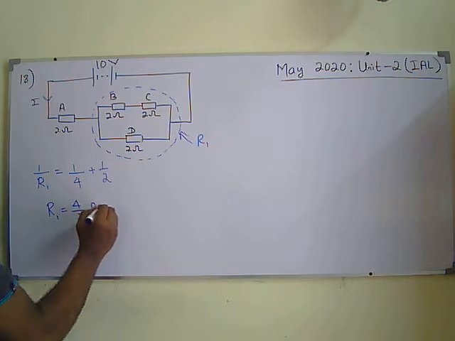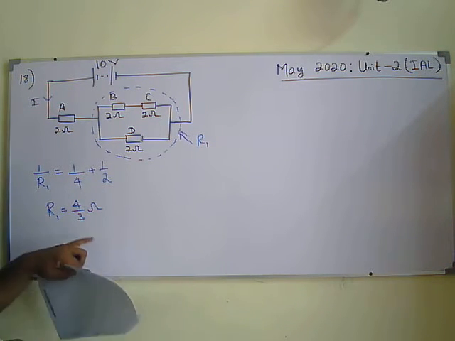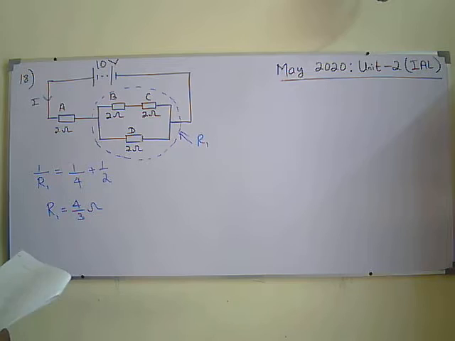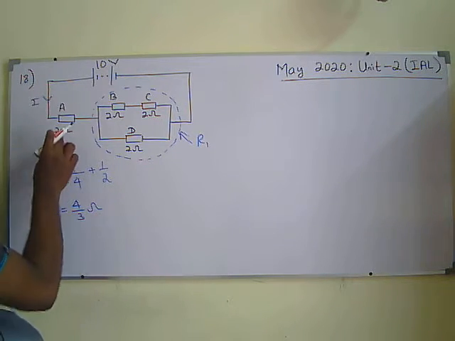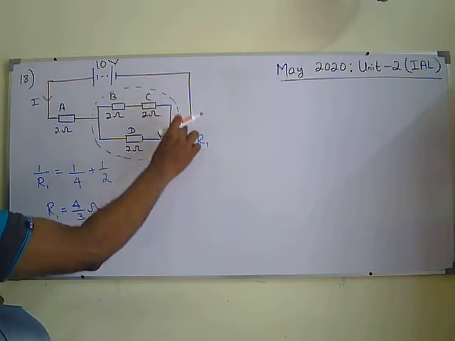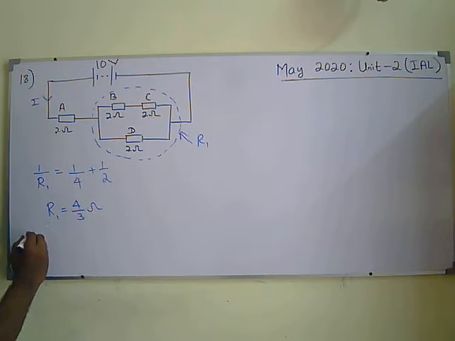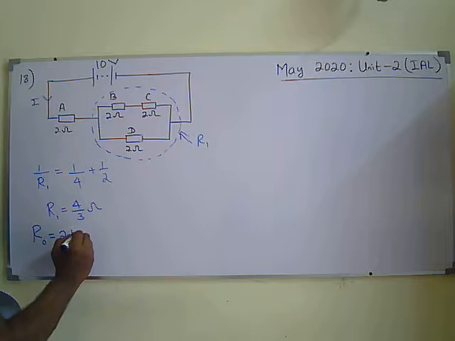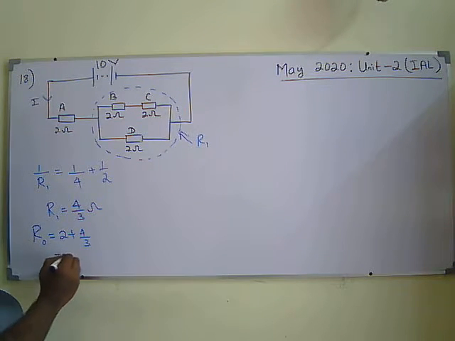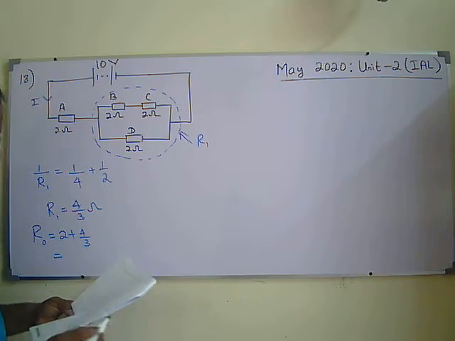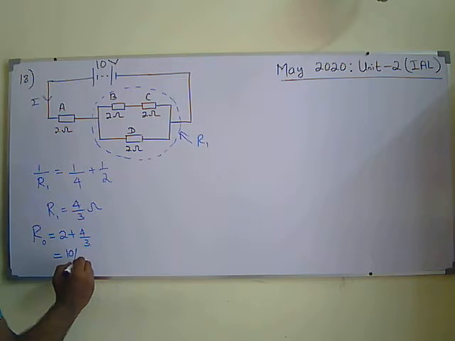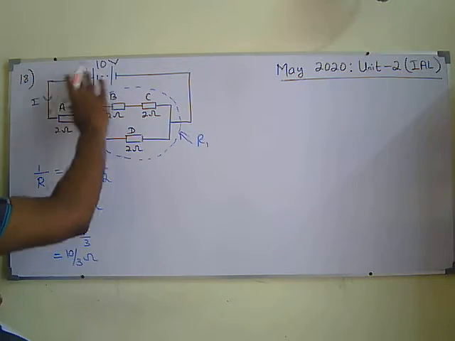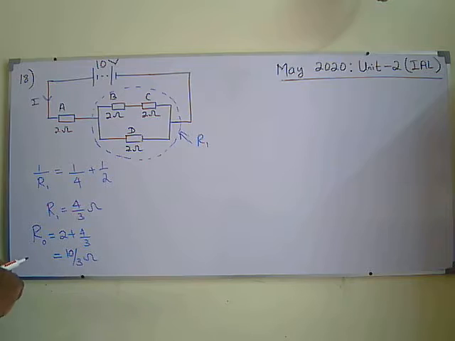You can give it in decimal point, but I don't want to, I'm just giving it as 4 by 3 ohms. Right. Now, this resistor is in series with R1. So the total resistance R0 is equal to 2 ohms plus 4 by 3 ohms, which you can give in decimal or keep as 10 by 3 ohms. That's the total resistance of the circuit, right?